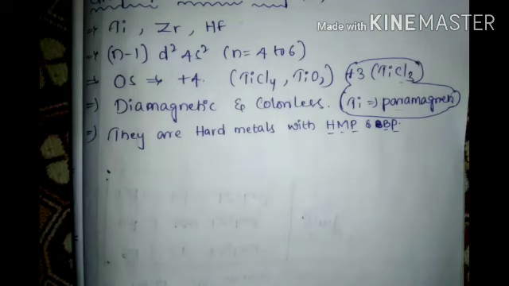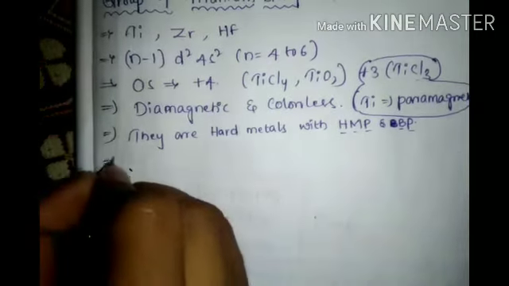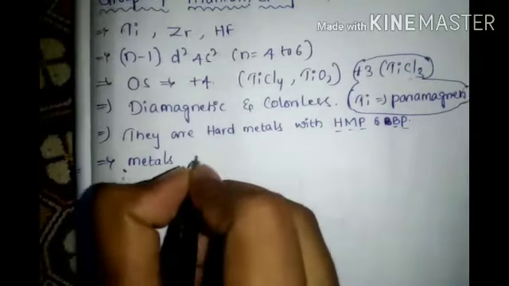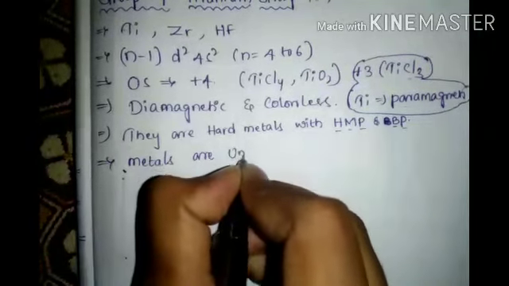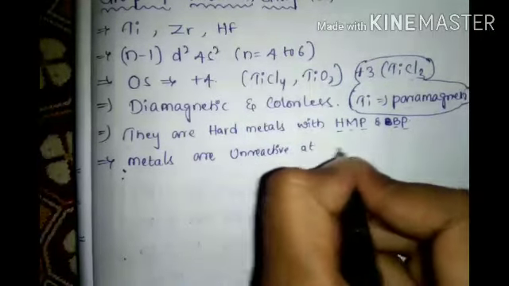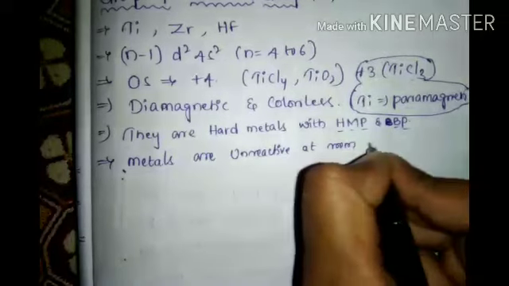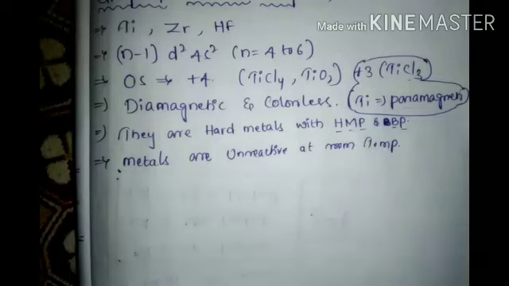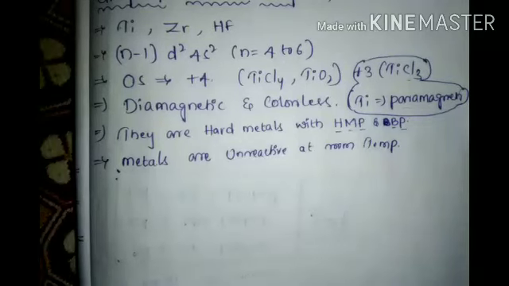These elements are unreactive at room temperature. These metals are unreactive at room temperature. However, when we are heating, at that time reaction with hydrogen, carbon, nitrogen, boron, these all is possible. Okay, only at room temperature it is not possible.